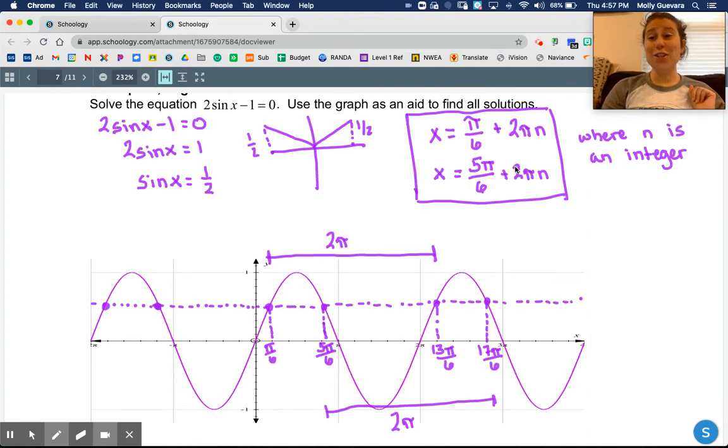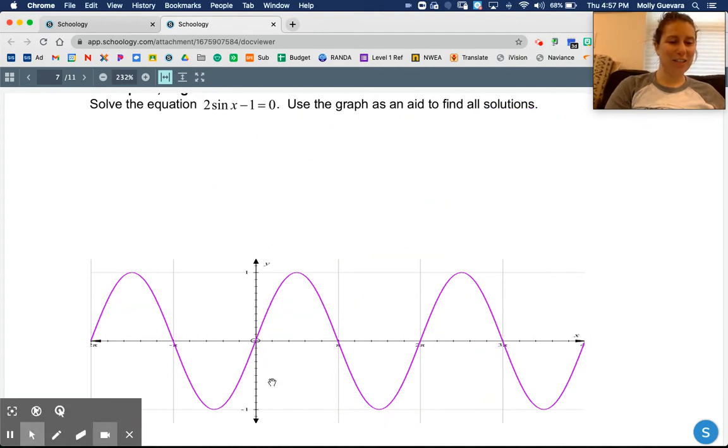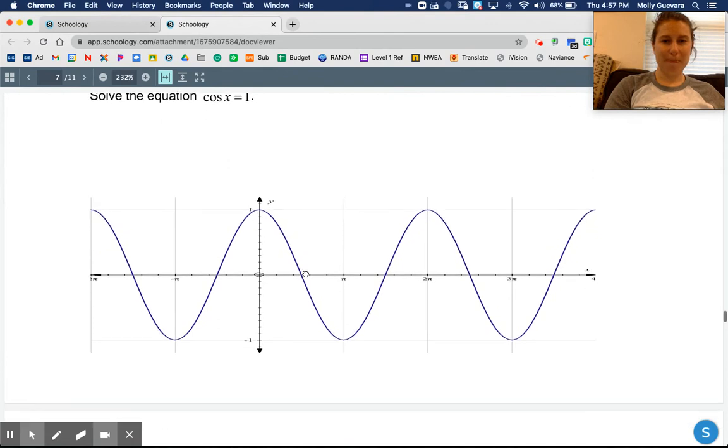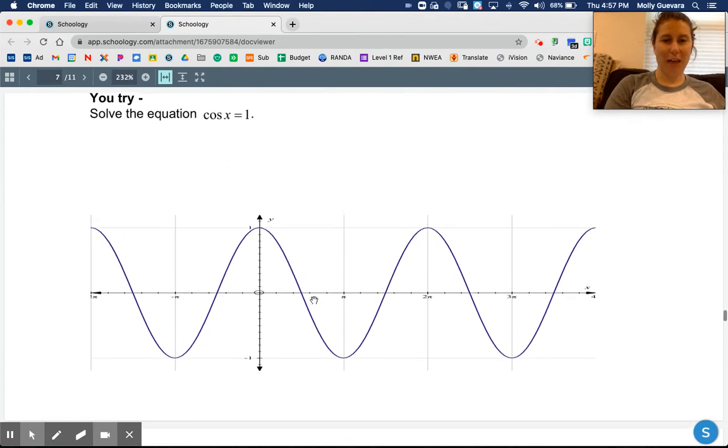I'd like you to try one. I really do, I think you can do it. So I want you to try this guy. Solve the equation when cosine of x is 1. And then again, you can use the graph as an aid if you need to, but think about what we just did on the warm-up. And then when you're ready to go over it, hit play and we'll look at it.